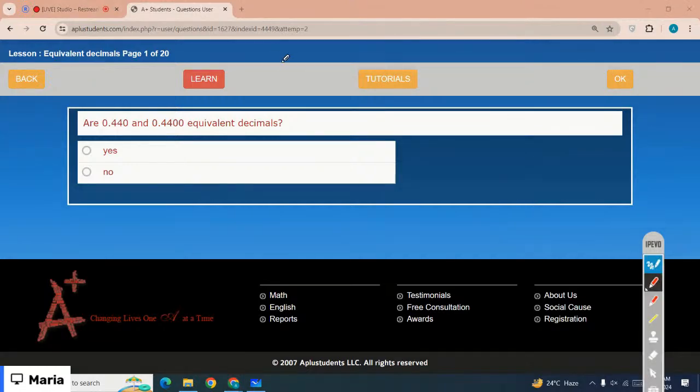How and why? You have 0.440 and 0.4400. The zeros you add at the end of the decimal have no value. Either you can write them or you can write without them. They all are exactly equivalent, right? So 0.44, 0.440 and 0.4400, they all are exactly equivalent. The correct option is yes, they are equivalent, right?